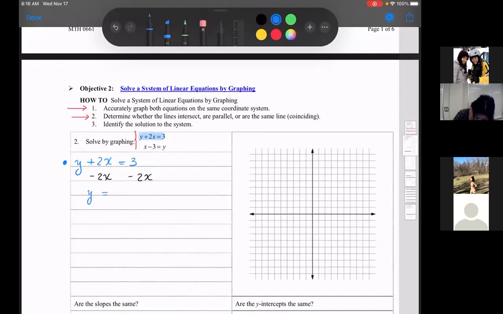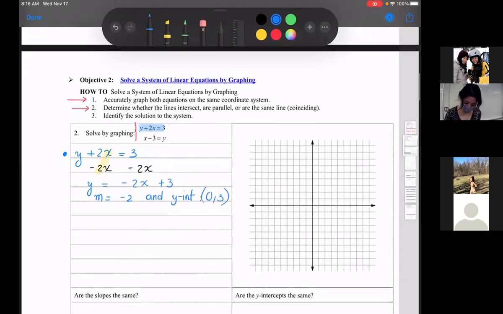So y equals -2x plus 3, because this is gone here. What is the slope here? Yeah, the slope is -2, and the y-intercept, yeah, 3, so (0, 3). Good job, (0, 3).